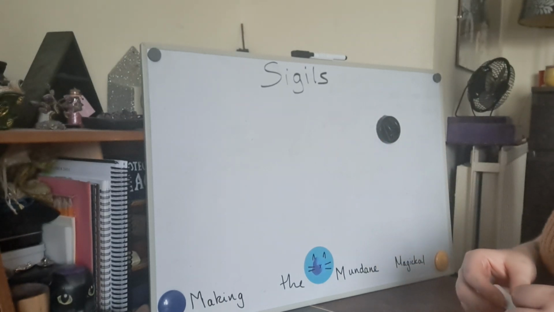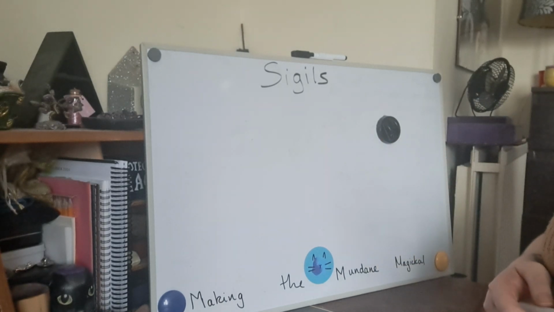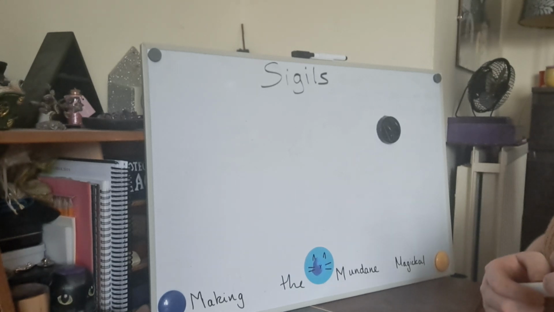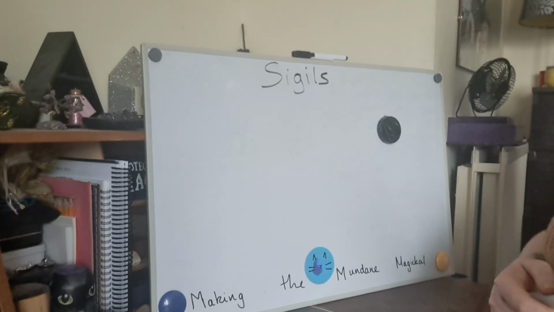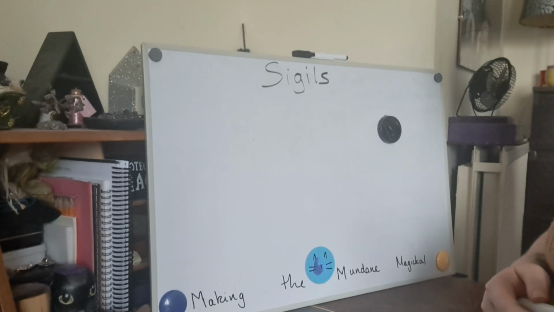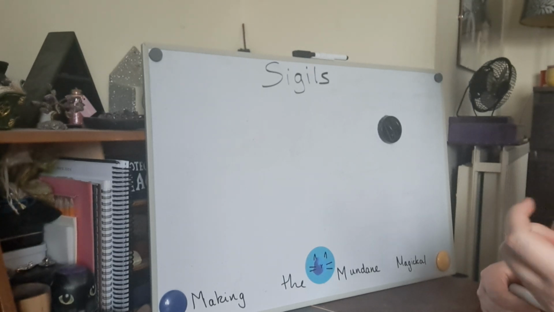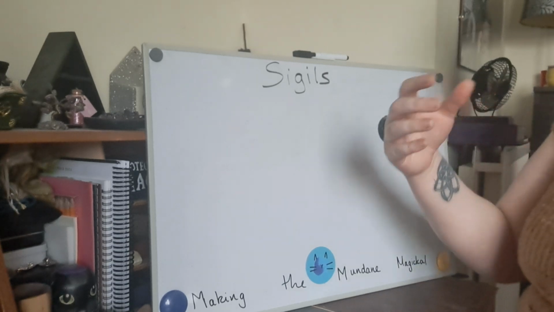So essentially a sigil is a symbol, but it can be literally anything. A pentacle could be a sigil because you're invoking the elements.